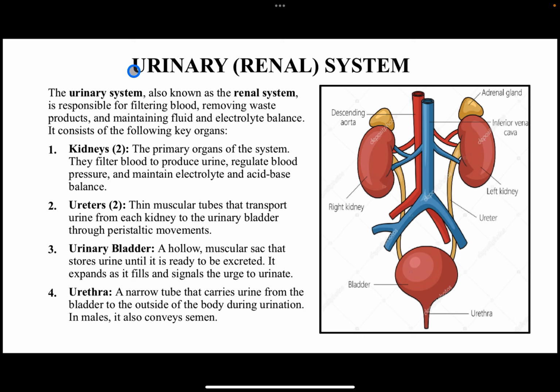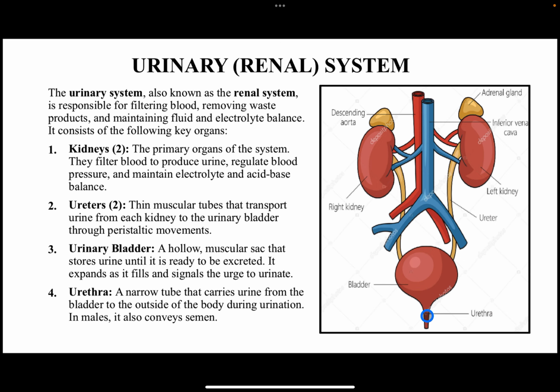So these are basically the organs of the urinary system. We have the two kidneys, the ureters, the urinary bladder, and then the urethra. These are the organs of the urinary system. So you can see them over here: the right kidney, the left kidney, the right ureter, the left ureter, the urinary bladder, and then the urethra.